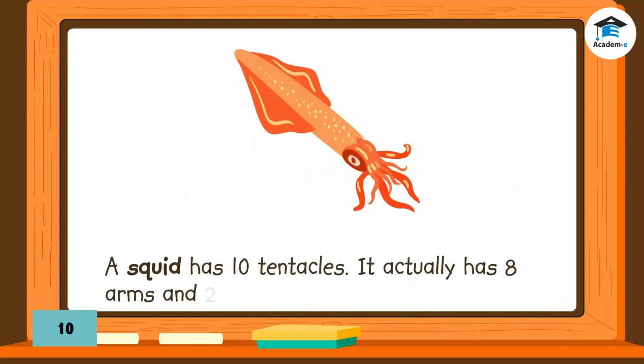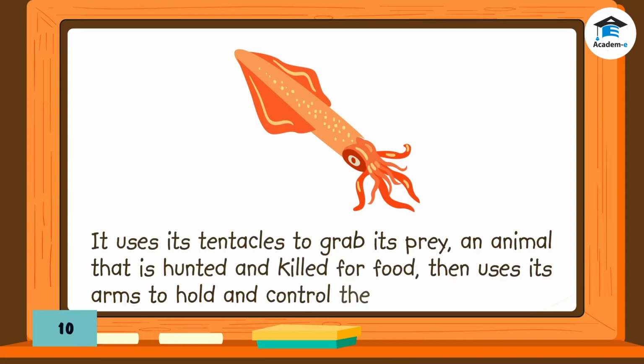A squid has 10 tentacles. It actually has 8 arms and 2 tentacles. It uses its tentacles to grab its prey, an animal that is hunted and killed for food, then uses its arms to hold and control the prey.